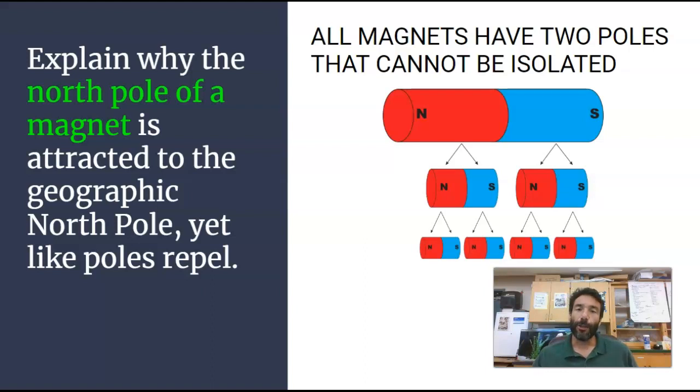First, let's look at that idea of the North Pole of a magnet. What does that mean? Well, all magnets have two poles, a north and a south pole. And you can't isolate them, meaning you can't cut a magnet in half and have a north pole and then a separate south pole. If you cut a magnet in half, you're going to have two smaller magnets, and each one is going to have a north and a south pole. It doesn't matter how small you cut that magnet down, every little piece is going to have a north and a south pole.